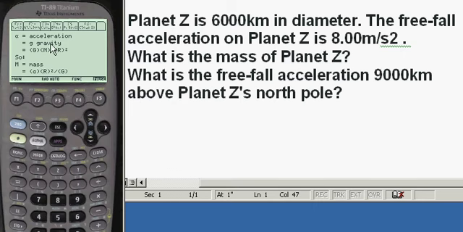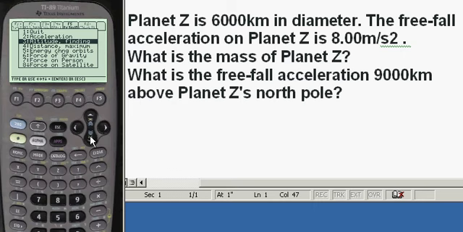Here's the original formula for acceleration, and then through the magic of algebra, we pull out the mass, m, and transpose the other items to the other side, and then enter the variables and calculate it. Here's the answer, 1.0795 e to the 24 kilograms. That's the mass of this planet, okay? Press enter. New problem. Press enter.